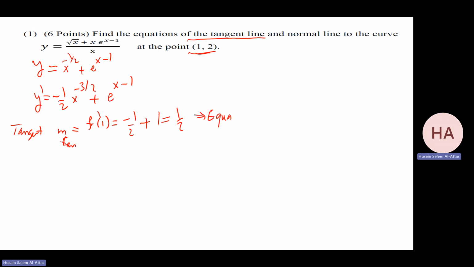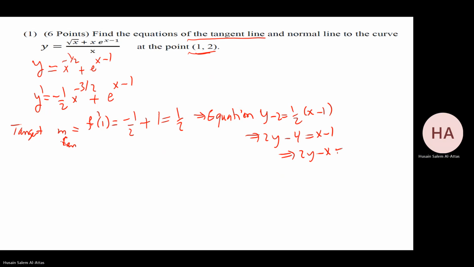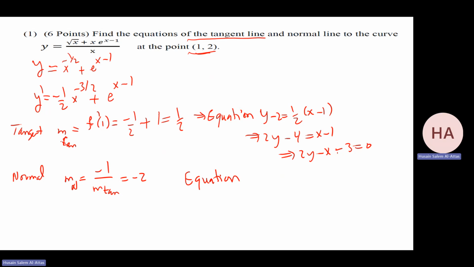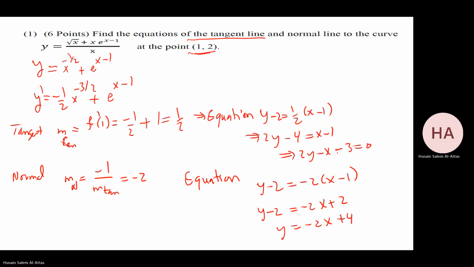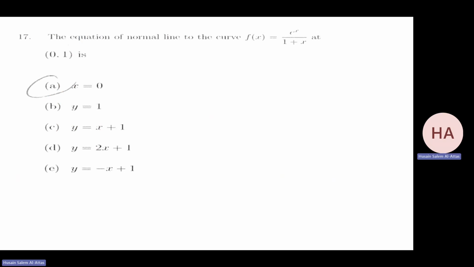So the equation will be y minus 2 equals half times x minus 1. In other words, 2y minus 4 equals x minus 1. So 2y minus x minus 3 equals 0. Normal: m normal equals minus 1 over m tangent, which is minus 2. So the equation, same point: y minus 2 equals minus 2 times x minus 1. So y minus 2 equals minus 2x plus 2. So y equals minus 2x plus 4. The equation of the normal to this curve.